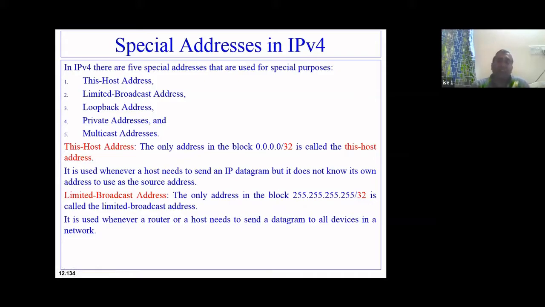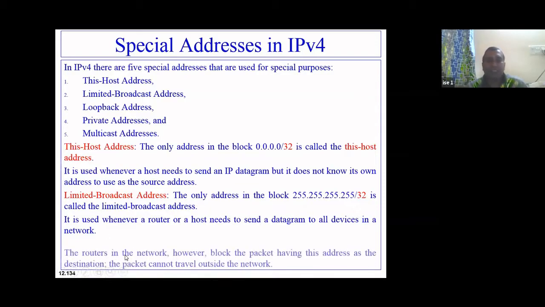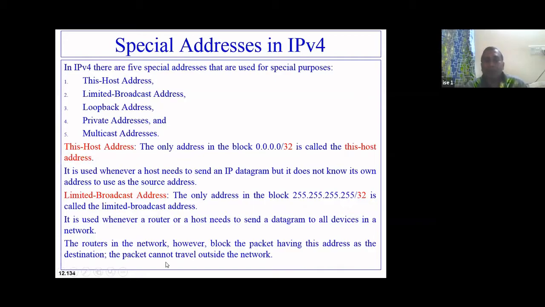Any device that is connected to the network will be getting the packet, the datagram sent by the host. So this is called limited broadcast. Now in the router, this particular packet will not be forwarded by the router. Whenever a packet comes to a router, its job is to see the destination address and forward the packet to the next router or destination. This is what a router does.